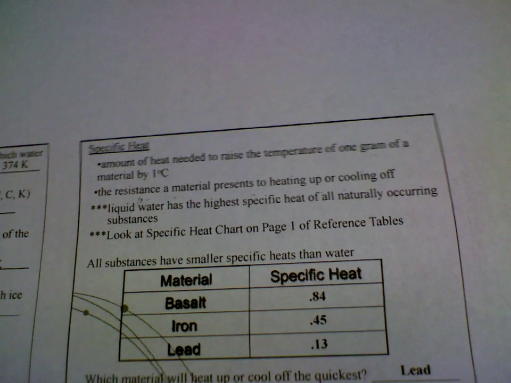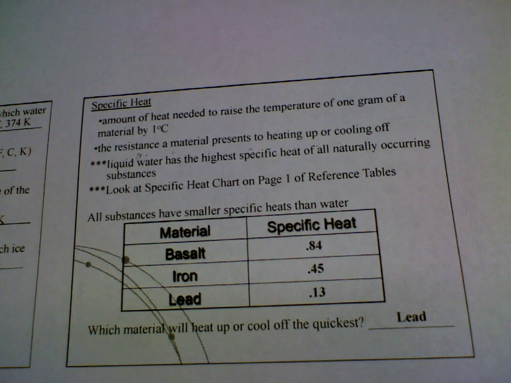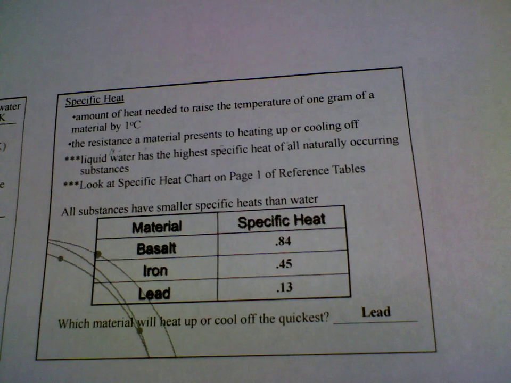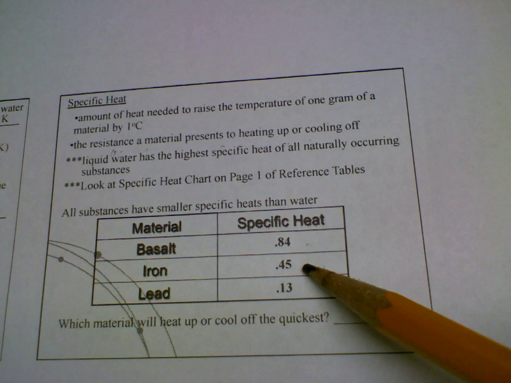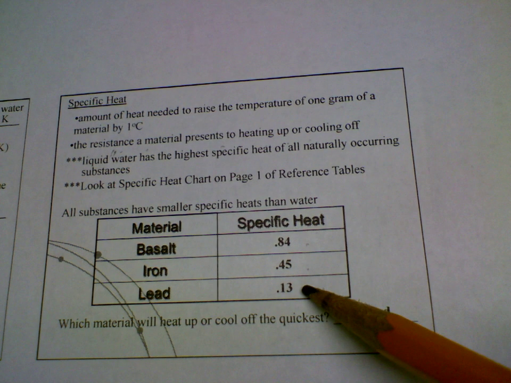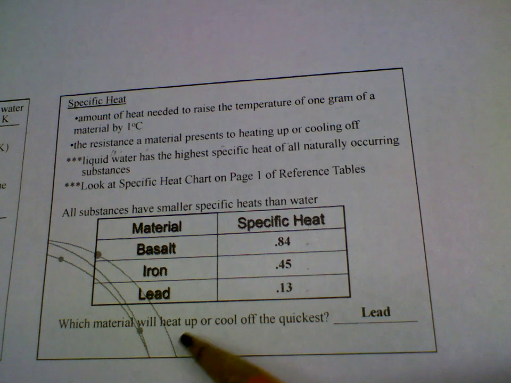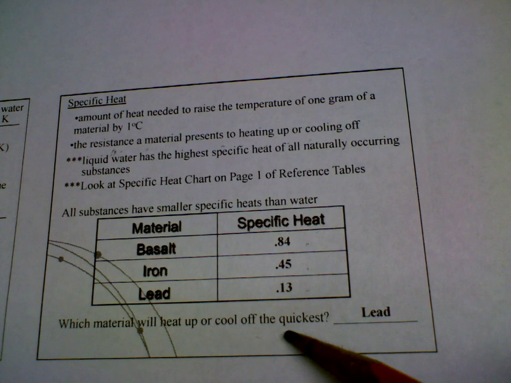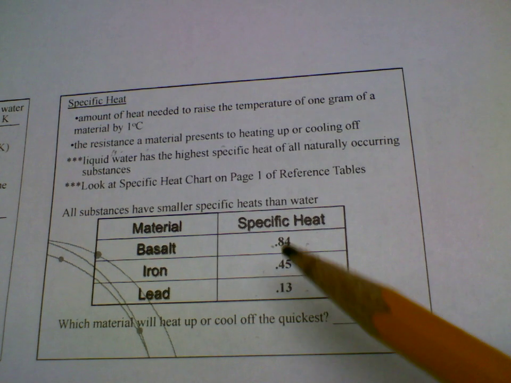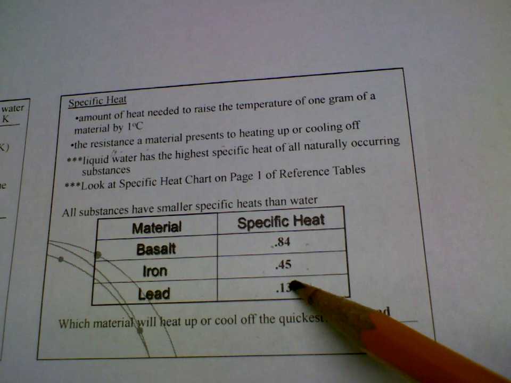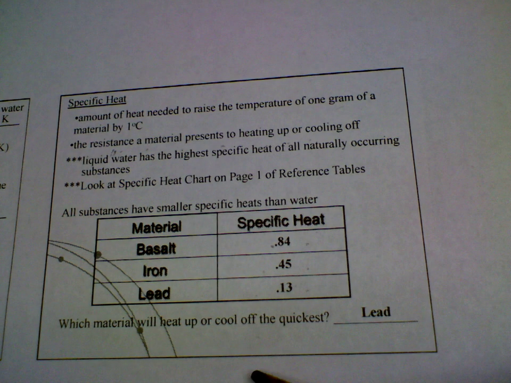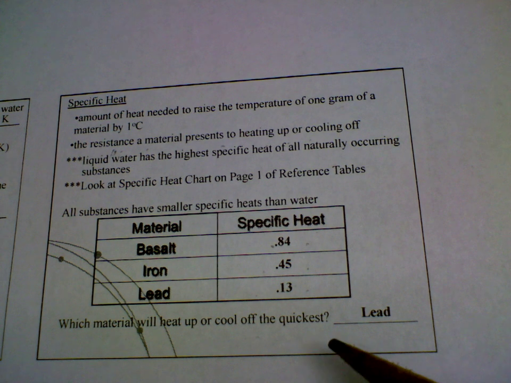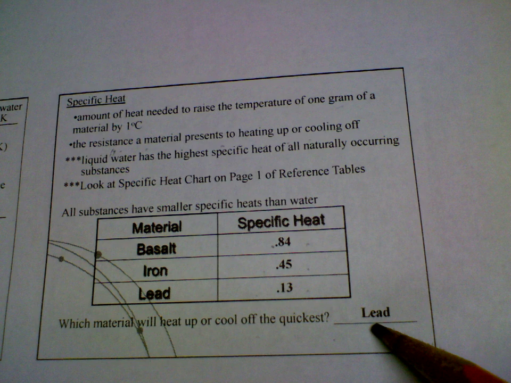So what I did in your PowerPoint, normally this will be in your class notes and you'd have to fill it in. I tell you to use your reference table, fill it in, but I just basically copied this off the reference table. Those are the specific heats, and then I just asked which material will heat up or cool off the quickest out of these three, and it's pretty obvious. Lead has the lowest specific heat, so it's going to put up the least resistance for its temperature to change. That's the answer to that.